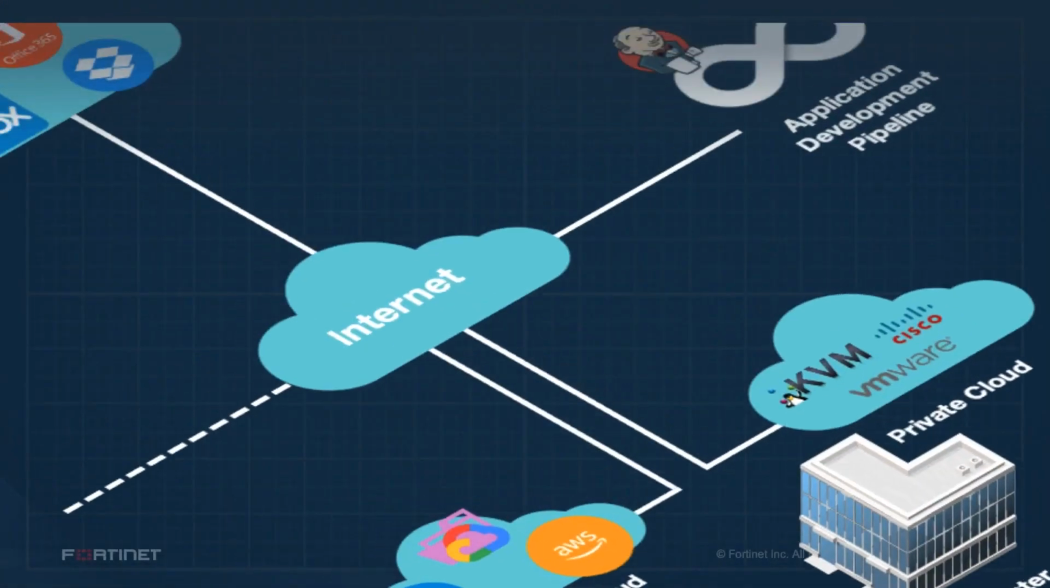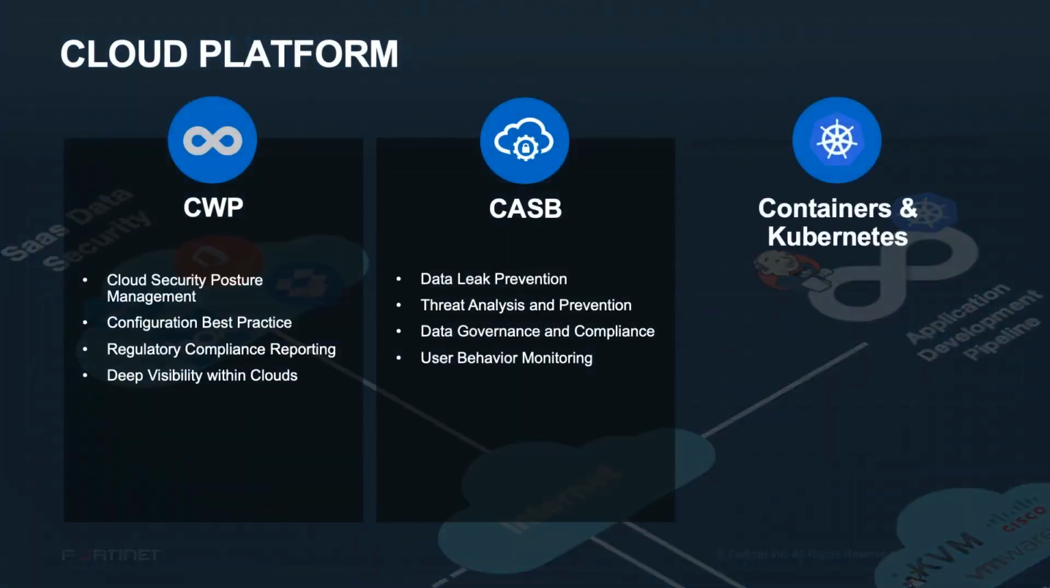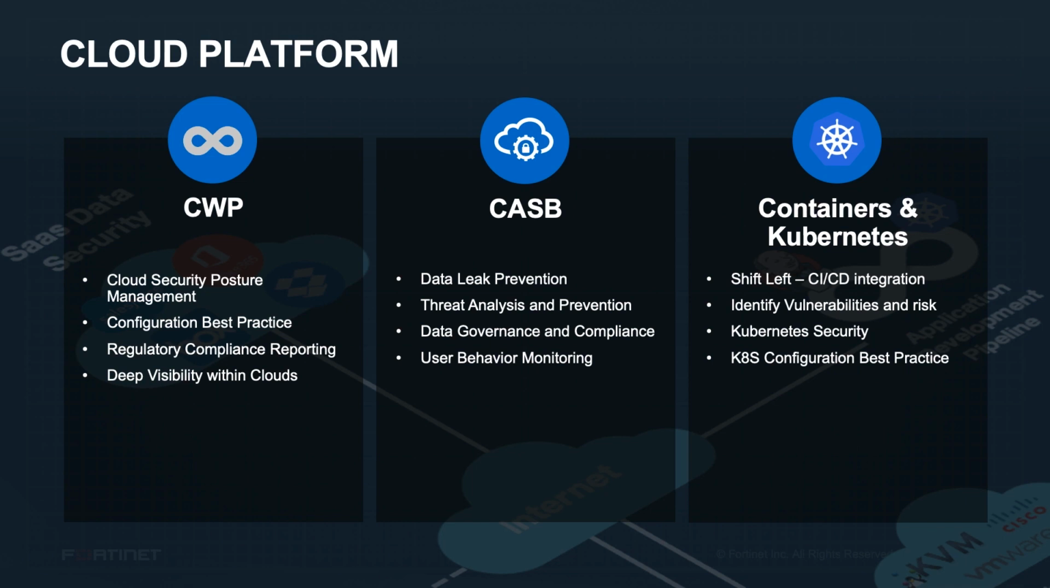Let's move on to the cloud platform layer. The challenges here for customers are around securing the configuration of their cloud environments and workloads, identifying vulnerabilities, and gaining visibility and data protection within those environments. FortiCWP provides cloud security posture management, which includes configuration best practices for workloads, compliance reporting, asset management, and provides deep visibility into how and who is accessing every workload.